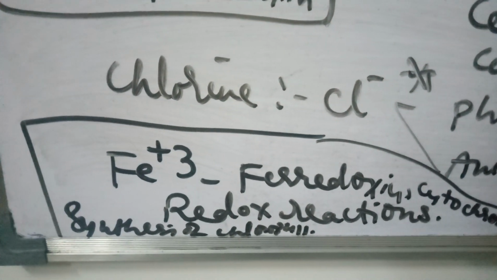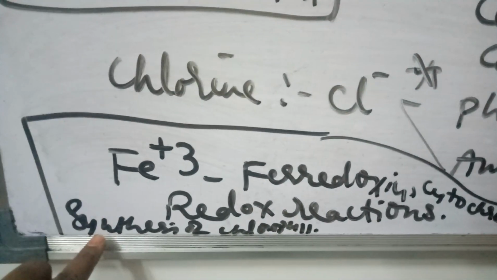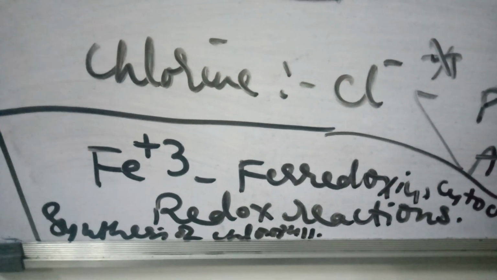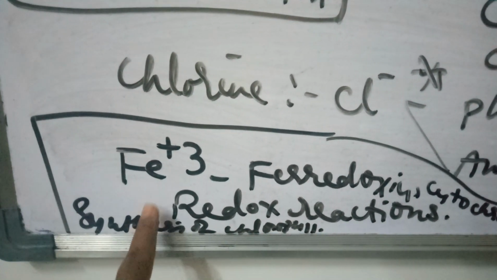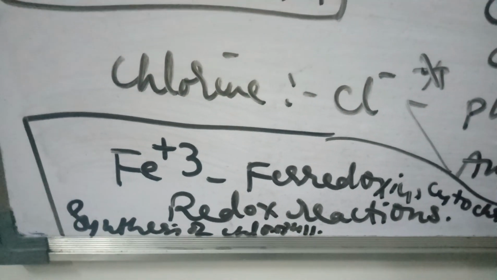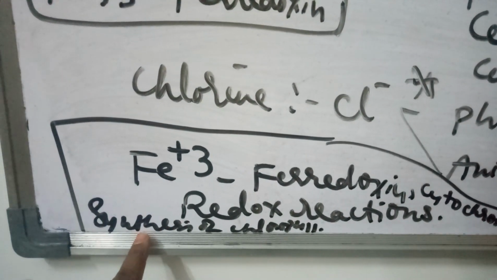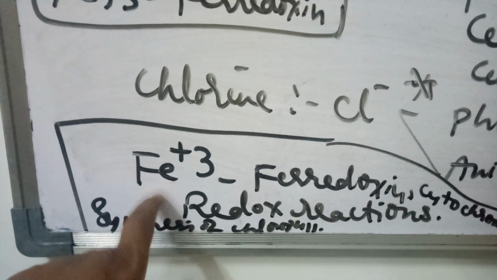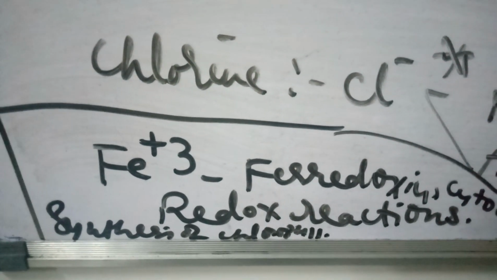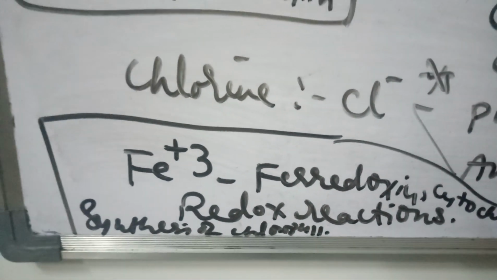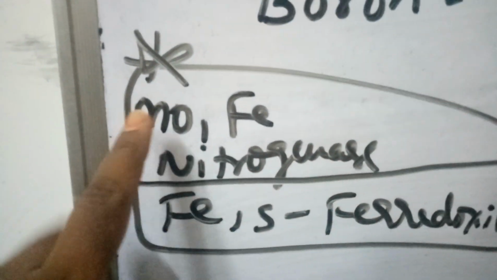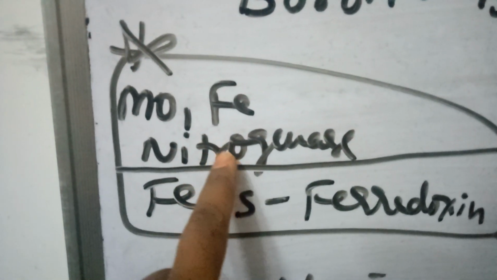So iron plays an important role in redox reactions, and iron also plays an important role in synthesis of the chlorophyll molecule. The chlorophyll molecule's central atom is magnesium, but chlorophyll is synthesized with the help of iron. Remember, these two are very important. This is the important role played by iron, which is absorbed in the form of Fe3+. And you have to remember, nitrogenase is an enzyme of which molybdenum and iron are constituents.